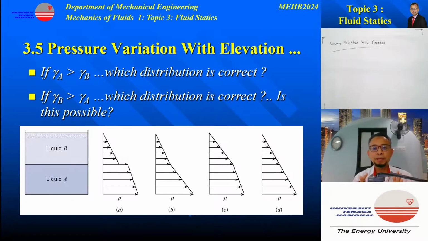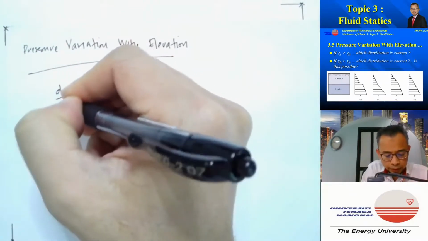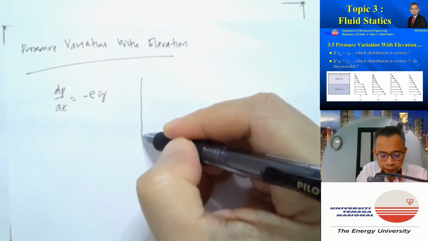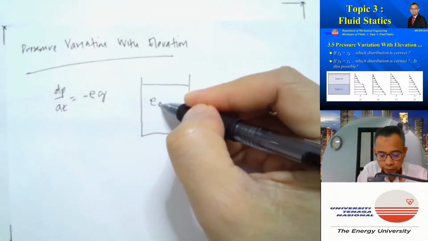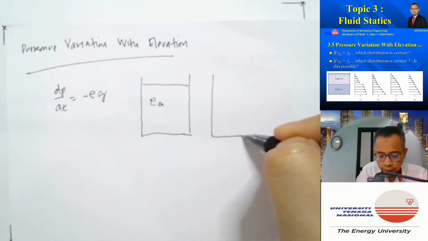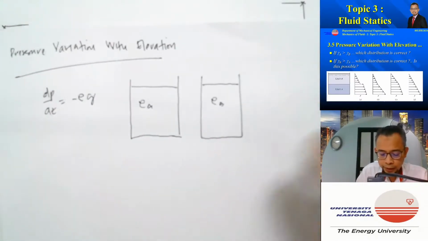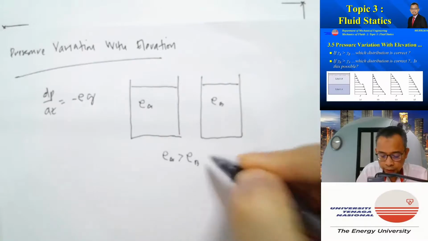Based on the equations that we derived earlier, let us consider pressure variation within two composite fluids. We obtained earlier that dP by dz is equal to minus rho g. So if we have two fluids, let's say this is fluid A, where the density is rho A, and this is fluid B, where the density is rho B. And let's say rho A is bigger than rho B.